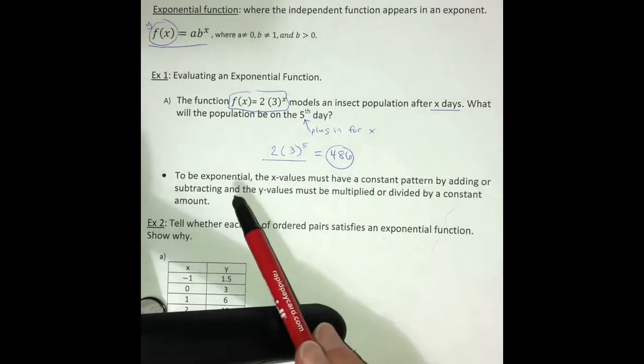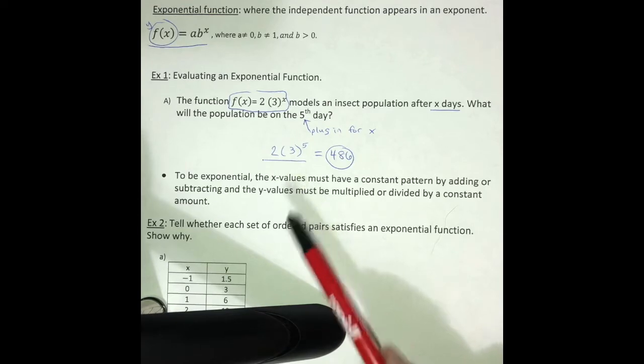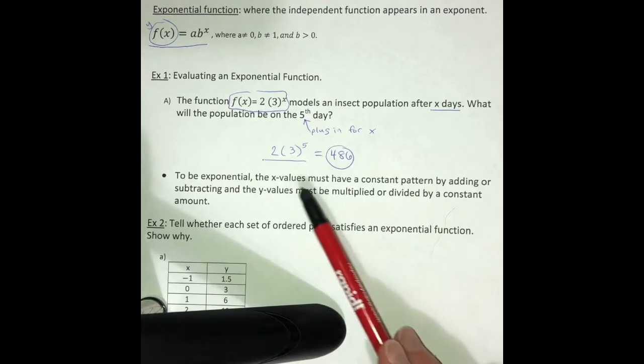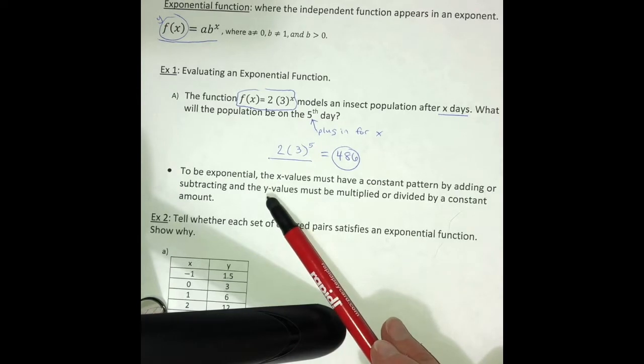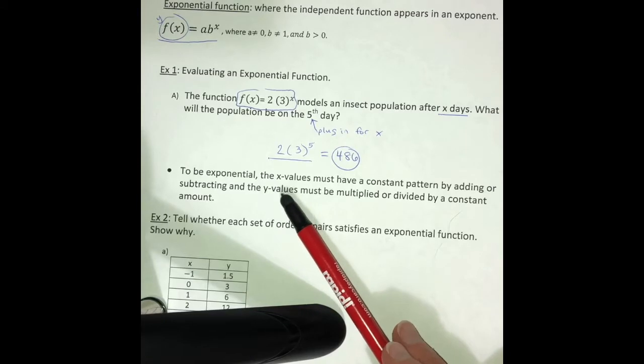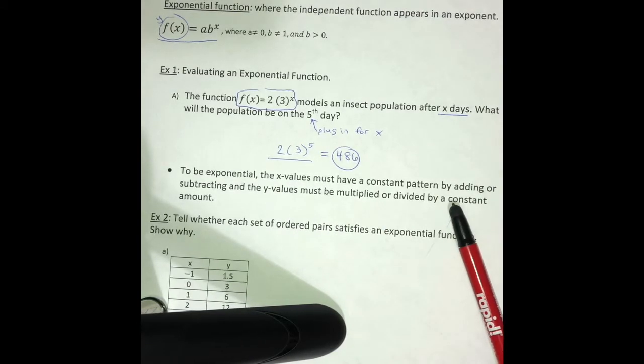Okay, right below that, to be an exponential function, the x values, and we're talking about for a set of numbers, the x values must have a constant pattern by adding or subtracting, and that's been the same way the whole time we've been doing these patterns. But the y values are the ones that are different. The y values must be multiplied or divided to get the next number.